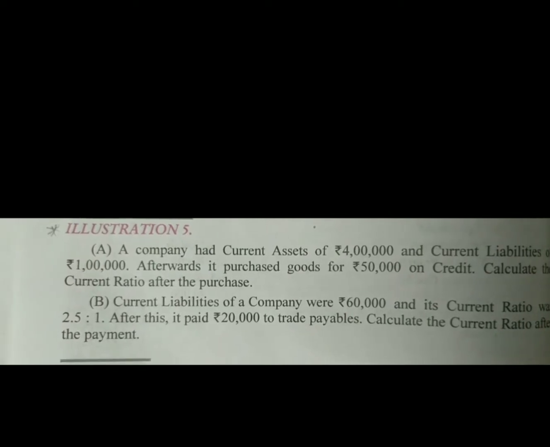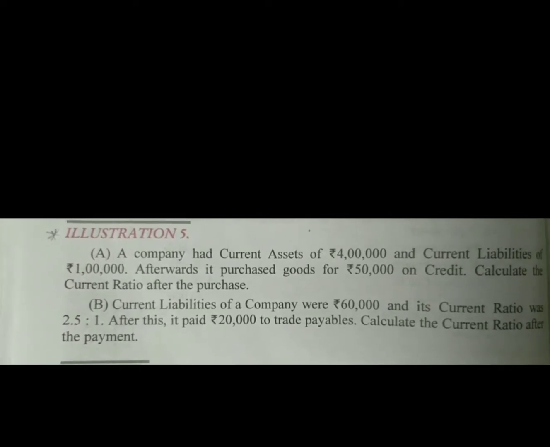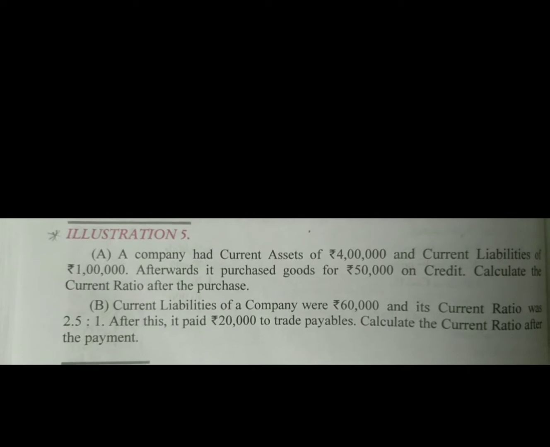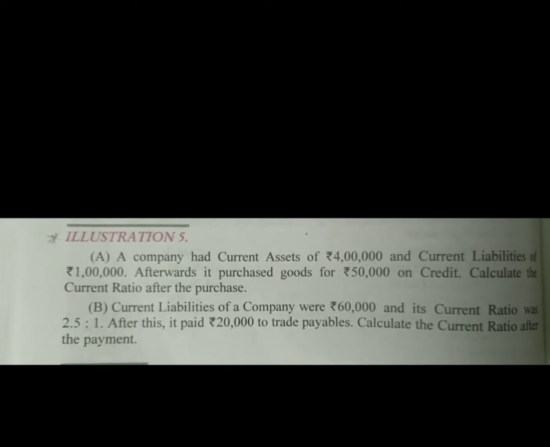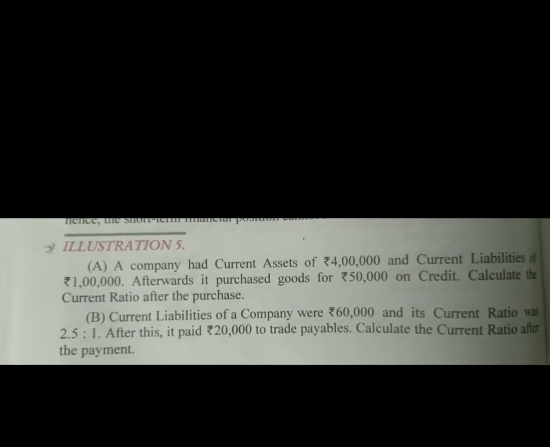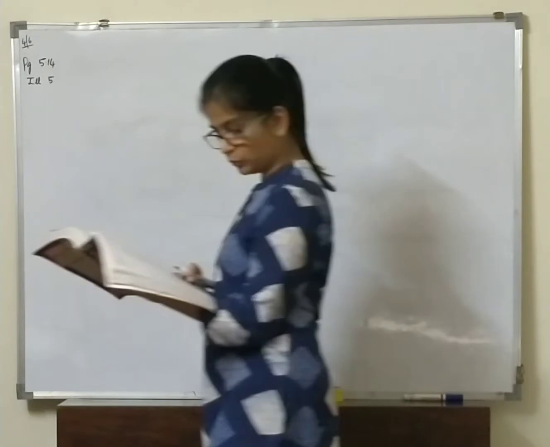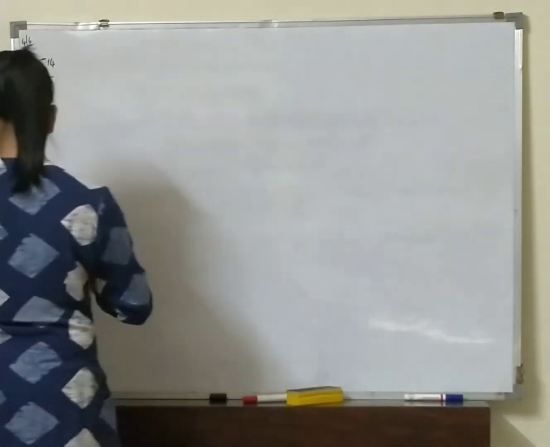Current liabilities of the company were 60,000 and the current ratio was 2.5:1. After this, it paid 20,000 to trade payables. Calculate the current ratio after the payment. So what has been given in the problem? First, let's take down what has already been mentioned in the problem.